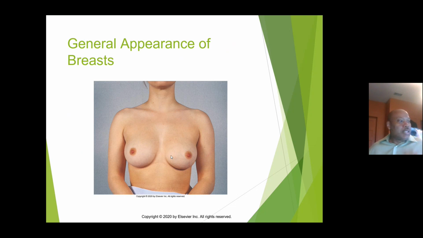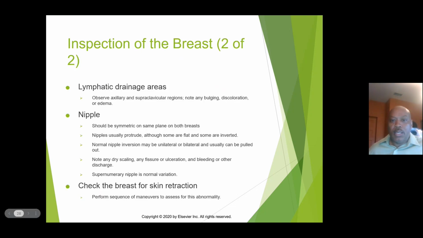Right? And this is what I would say a perfect general breast appearance would look like. Be more or less normal. All right, and we continue with our inspection of the breast.